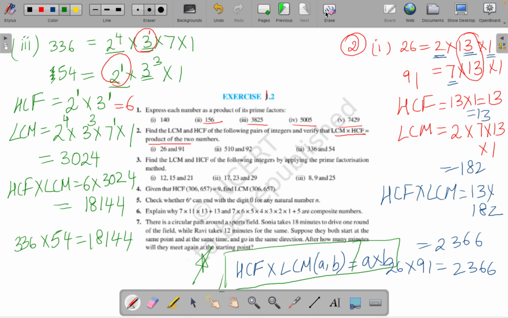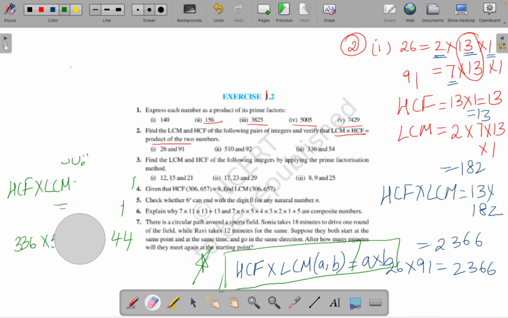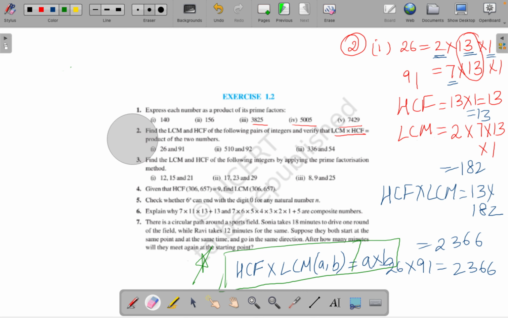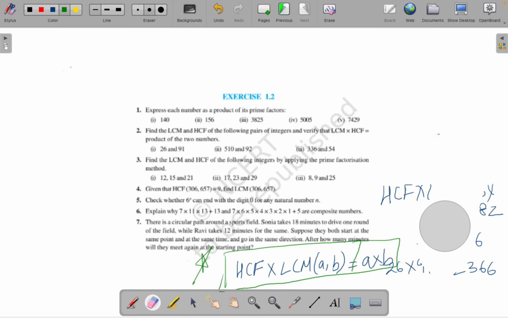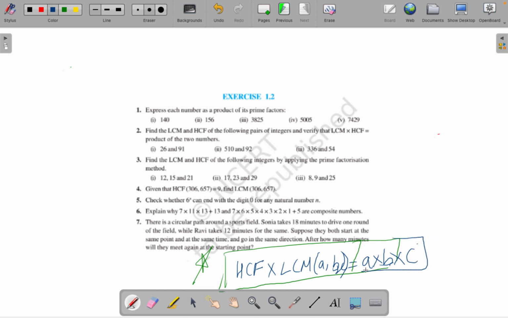Now, obviously the second part you can do on your own. Let's move on to the third part and let's verify whether this formula is valid for 3 numbers or not. I will verify this formula for 3 numbers. Is it valid? Let's check. Okay, I am doing the third question, first part. So 12, 15 and 21. There are 3 numbers. Let's find out the factors.